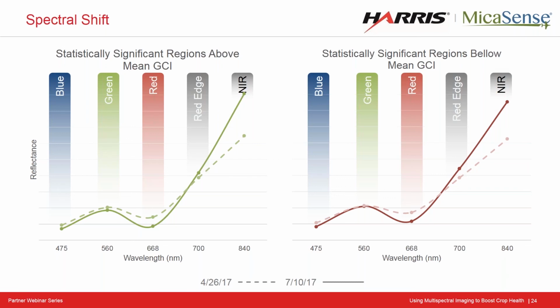So if we compare the dotted lines of the red regions and the green regions, we can see that they're pretty similar. However, the depth of these absorption features in the red and blue are quite a bit deeper, as well as this reflectance in the near infrared is a little bit higher. We can look at it for later in the season as well.